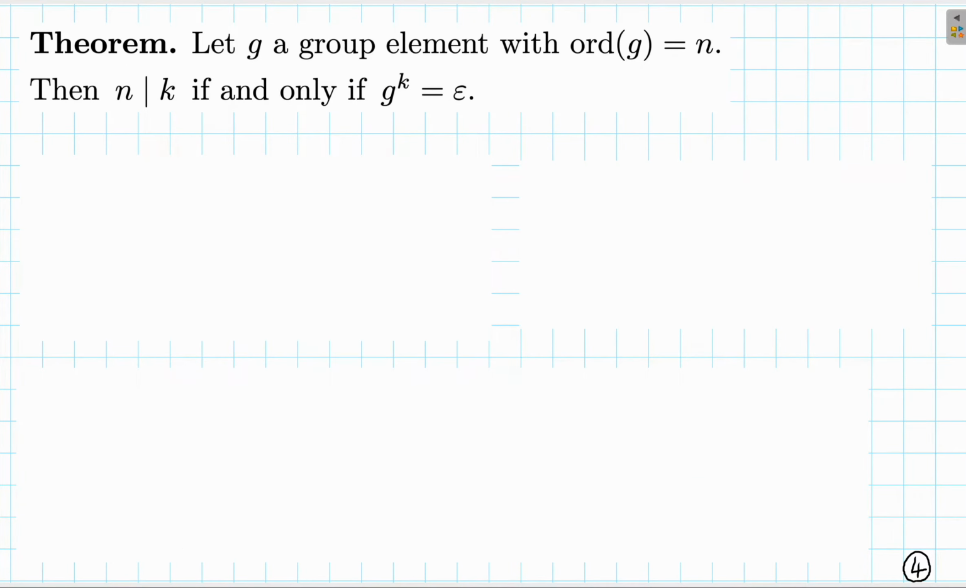So here's a theorem that generalizes the calculation that we just did. We'll let little g be a group element with order n. So in the example that we just saw, n was equal to 6, because that was the order. And the theorem states that n is a divisor of k if and only if g to the k is equal to the identity element.